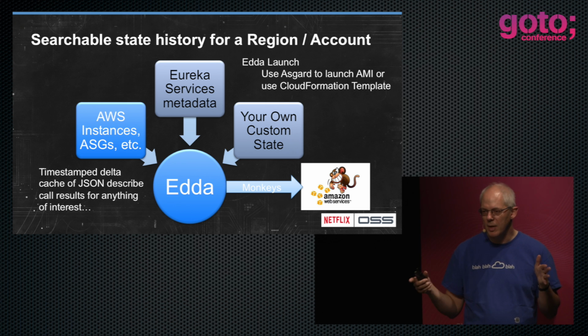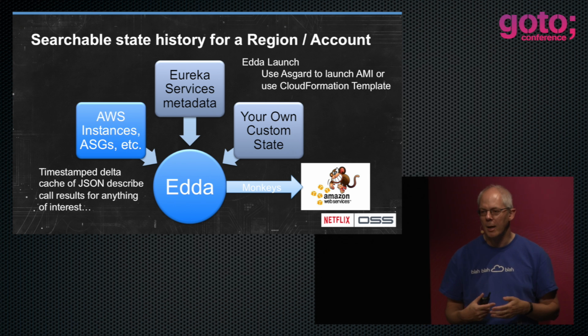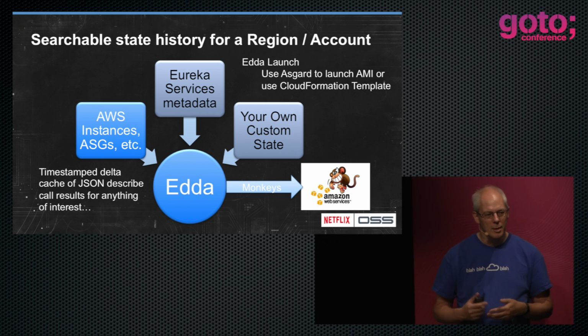And every time it gets one of these JSON objects, it looks in its database to see if it already had it. If it had it already and it matches, then it does nothing. If it's different, then it stores the new data in the database with a timestamp, and the old data is still there with a different timestamp. So now you've just got this delta cache of every JSON object that ever came back that describes your cloud. It just harvests the whole thing. It doesn't get too big.